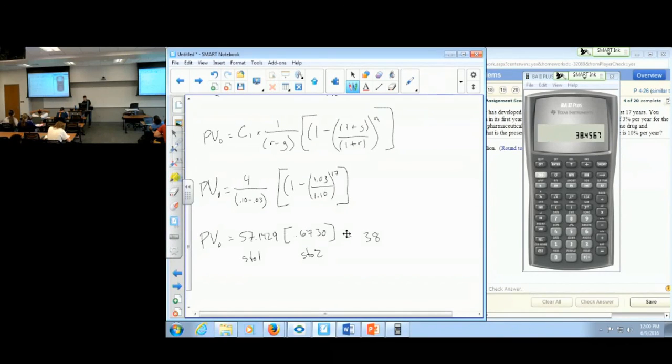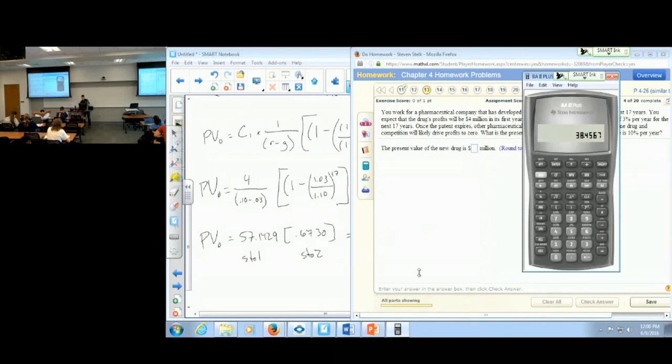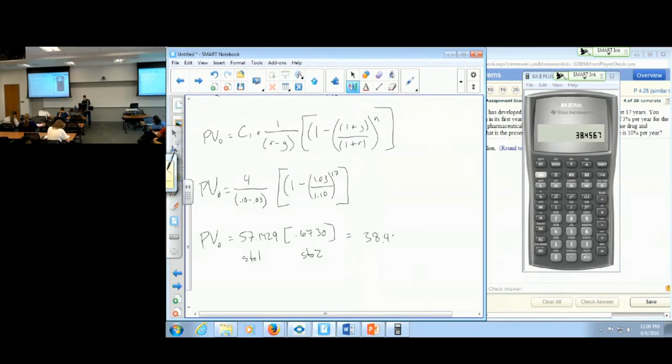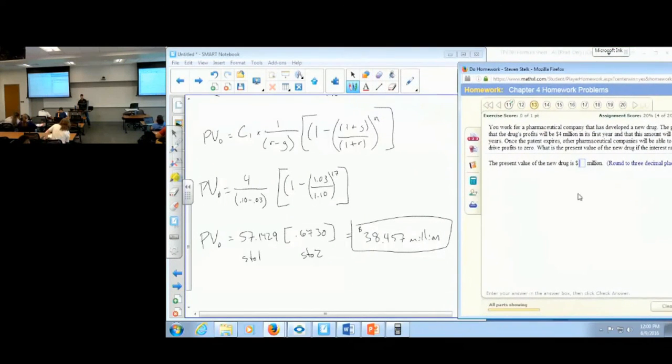So I'm getting 38.4. What's it looking for? Around the 3 decimal places. So 38.457. You guys are following along and getting the same thing?